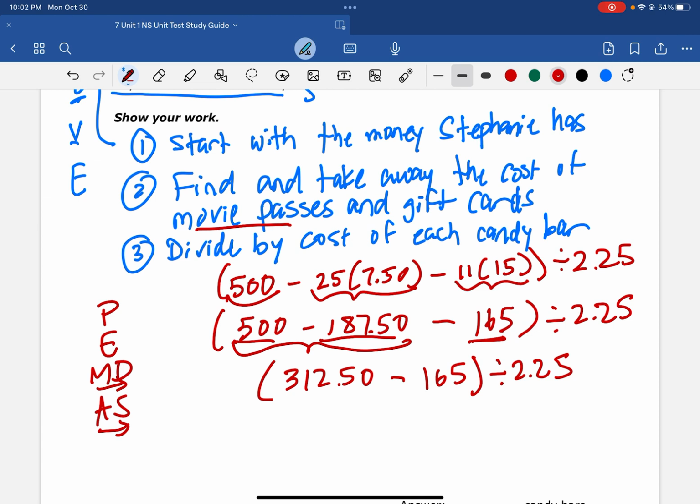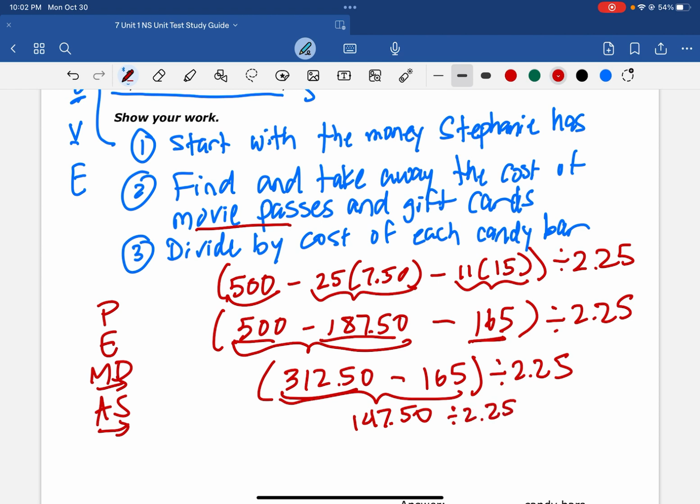And now this is the result of how much money is left over after the movie passes were bought. And then we'll take away $165. That's going to give us $147.50. And what is that? Well, that is the amount of money left after Stephanie bought both the movie passes, because we took this away, and the gift cards. So this is how much money we have left. And now that we've gotten to that point, we're going to divide that by 2.25.